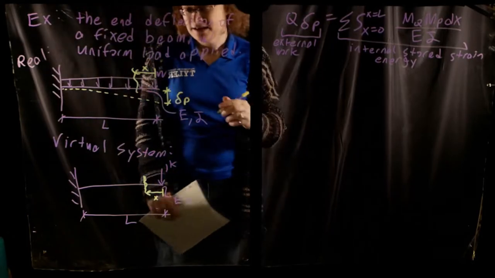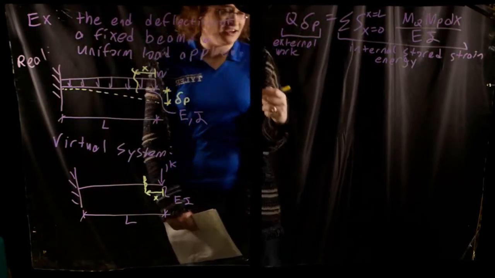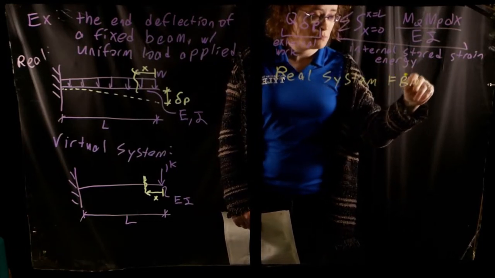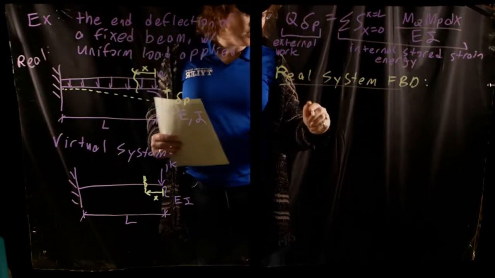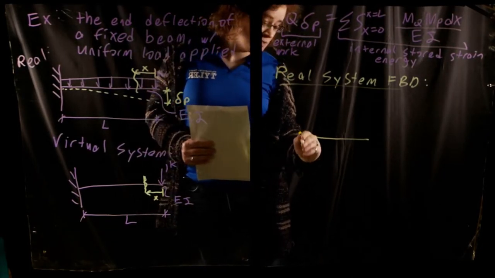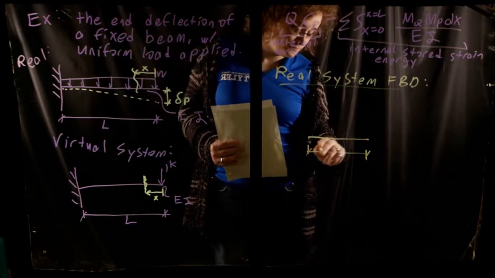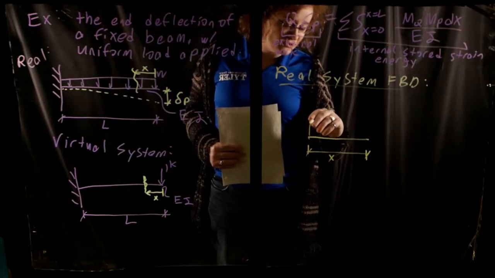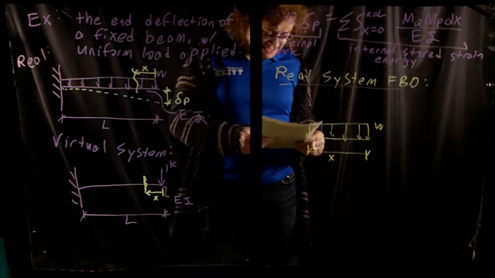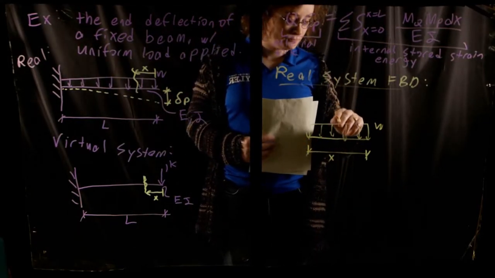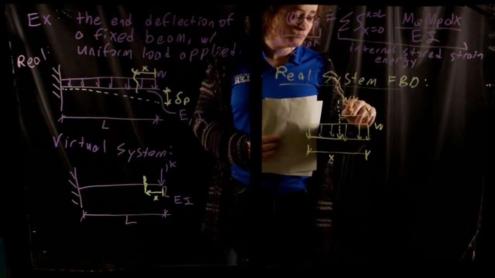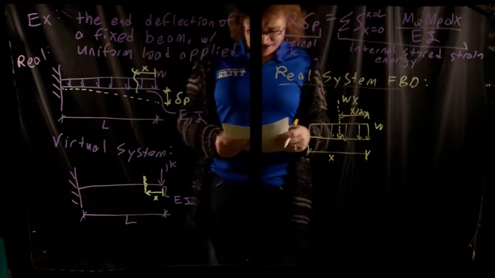Okay, so we've cut the beam at some location x, and I want to draw a free body diagram of just this cutout portion. So let's do a real system free body diagram. Let's see what kind of loads are here. We have the portion of the beam that we cut out, and that has length x. Then there's going to be a distributed load W across it. This has an equivalent point load of Wx at a distance x over 2 from the edge, from the right-hand side.